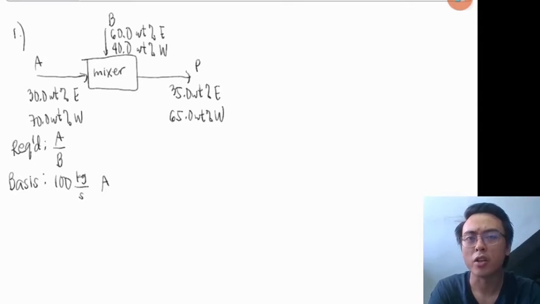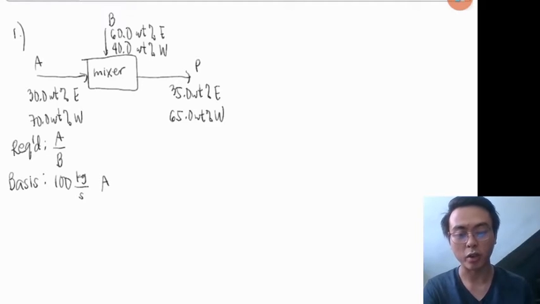Now, if you choose another basis, would that change the final answer? The answer is no, because take a look at your required. The required is a ratio between A over B. If you change your basis to, for example, 1,000 kilograms per hour of A, you will still arrive at the correct ratio of A over B, because the values of B and P will adjust depending on the values that you get for A. Okay? So let's proceed with the material balance.